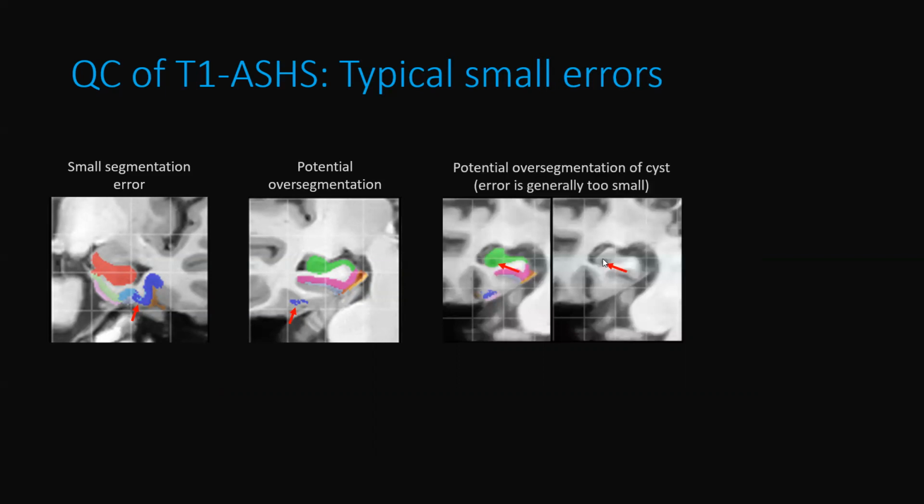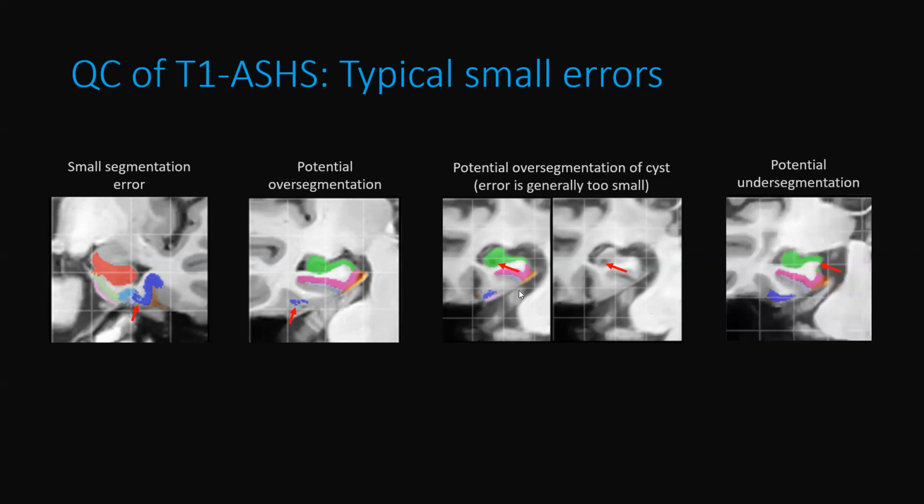Another example is the cyst here. That's a cavity filled with cerebral spinal fluid within the hippocampus. That's actually quite common, and ASHS often labels that just as hippocampus. Technically, it should have a little hole in your segmentation, but these cavities are generally quite small. So if it is labeled as hippocampus, it's not really a big deal.